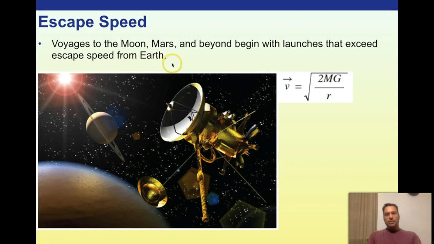What is escape speed? Well, remember, just to go into orbit around Earth, you have to be going 8 kilometers per second, which is, say, 8,000 meters per second. You're going very fast. But to actually leave Earth and to break the elliptical orbit, you've got to go a lot faster than that. You've got to go a little over 11 kilometers per second.